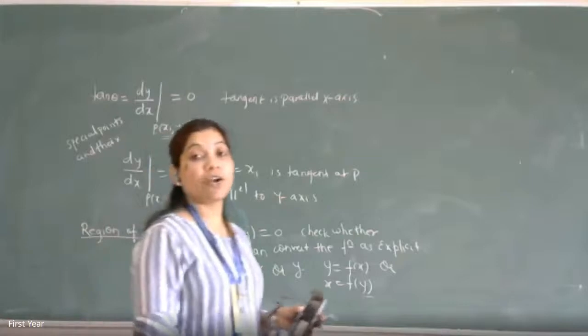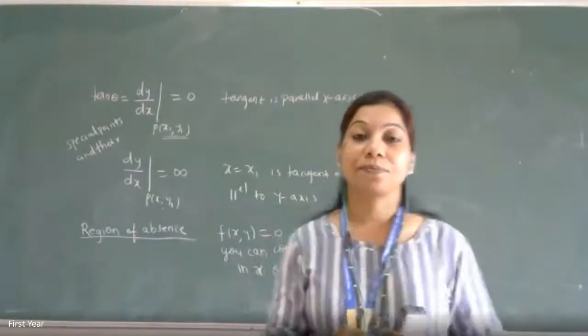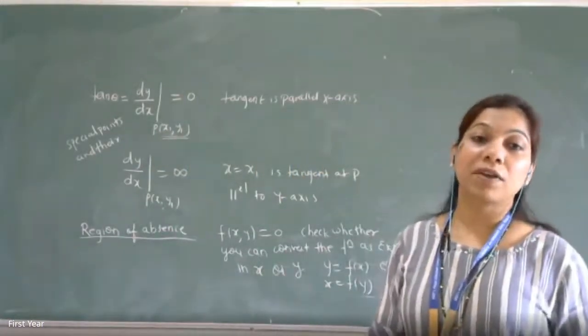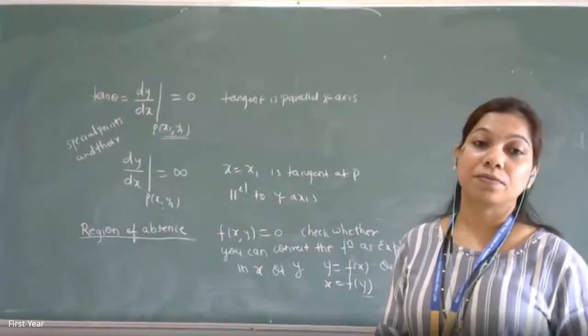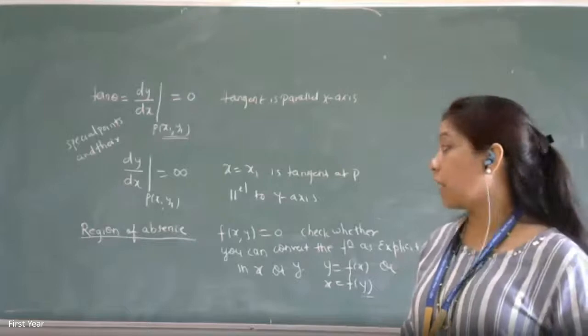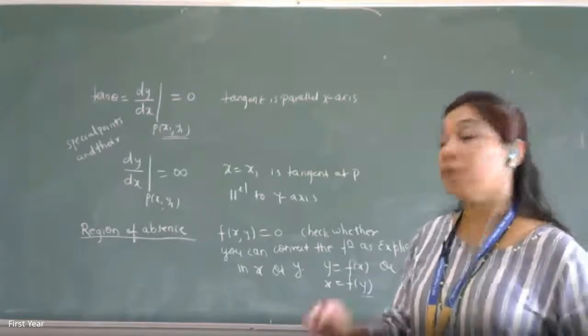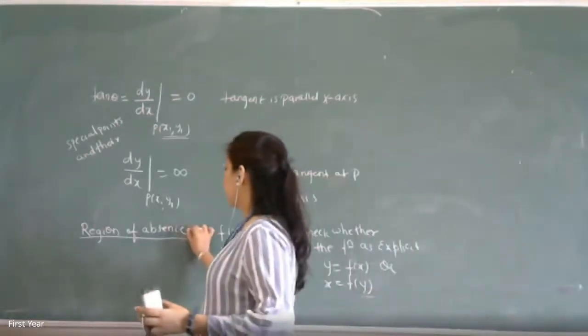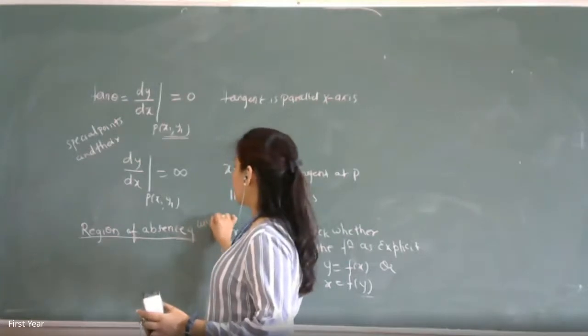Origin, if it is there or not, that we have already checked. Now, how do we check whether origin is there or not? By absolute constant. Yes, with the help of absolute constant. Now I am talking about region of absence of the curve. What does it suggest to you?